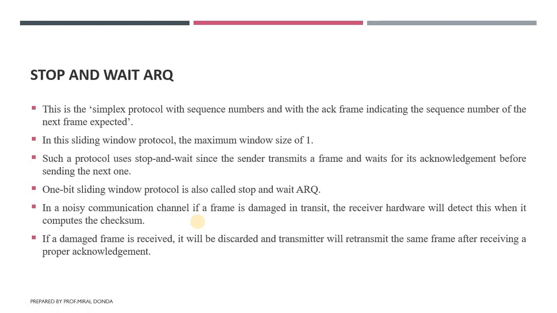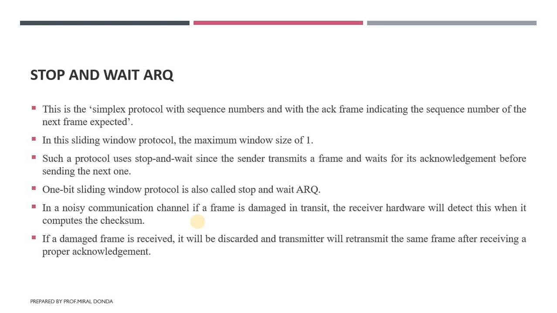Next, this is a simplex protocol with sequence numbers and with an acknowledgement frame indicating the sequence number of the next frame expected. This protocol uses packets with sequence numbers, and each sequence number is written on the packet. So at the receiver end we can expect that if the received packet is 5, then the next received packet is 6. In the sliding window protocol, if the maximum window size is 1, then it becomes stop and wait ARQ. Such a protocol uses stop and wait since the sender transmits a frame and waits for the acknowledgement before sending the next one. So this is a stop and wait protocol. The 1 bit sliding window protocol is also called stop and wait ARQ.